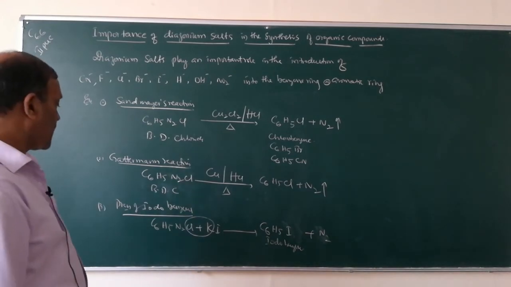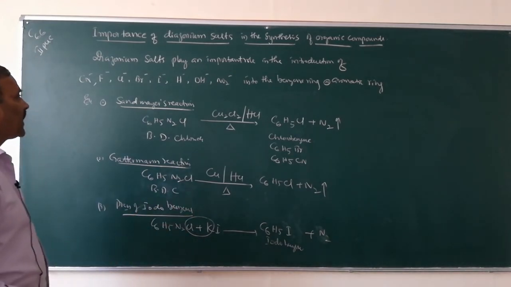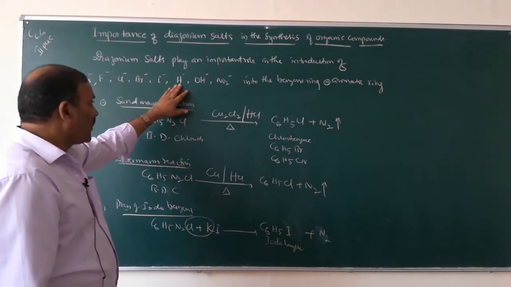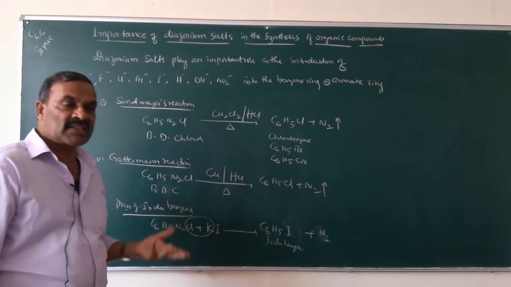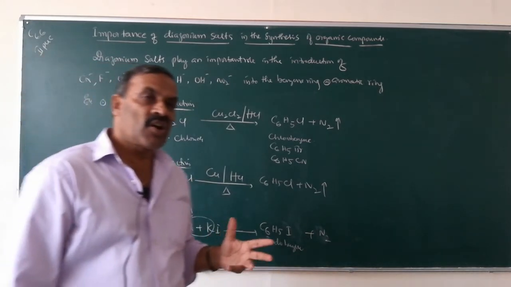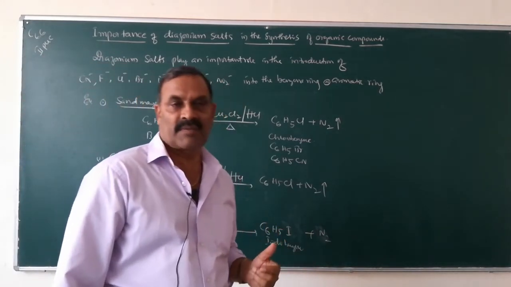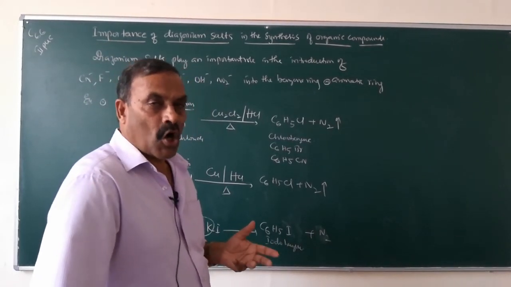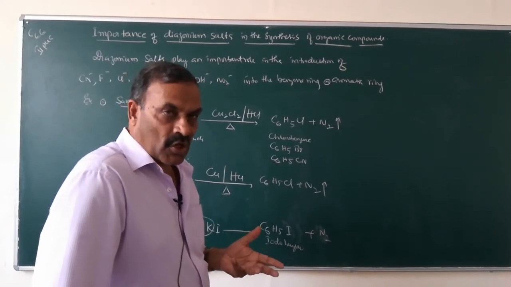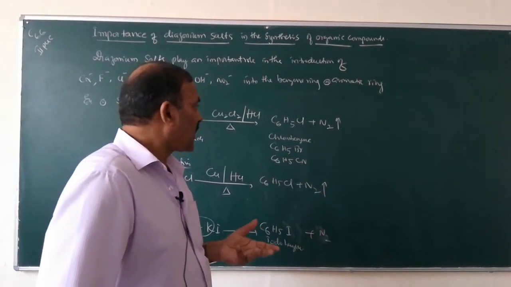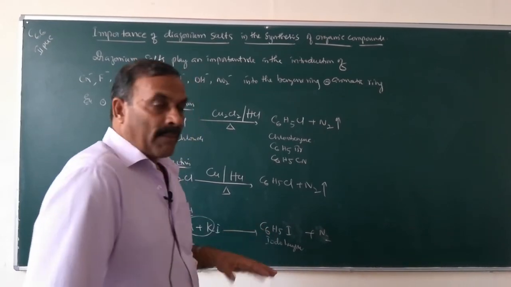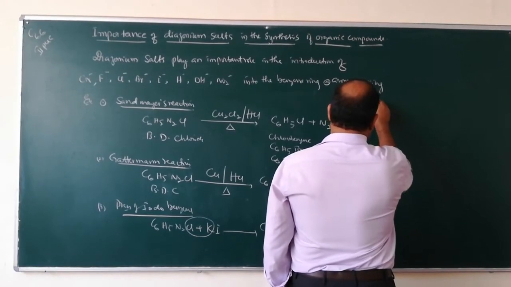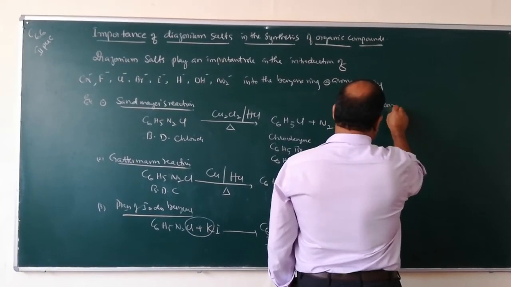So similarly, we can prepare benzene. How can benzene be prepared? When benzene diazonium chloride is reduced using a mild reducing agent like hypophosphorous acid or ethanol, what happens? We will get benzene. So preparation of benzene.